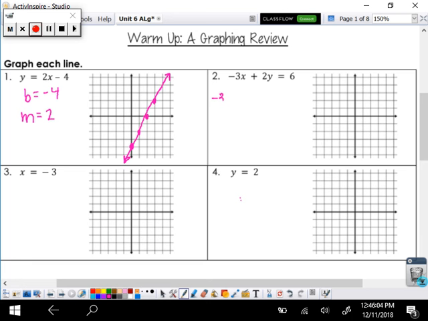So I've got -3x equals 6. Divide both sides by -3. X will equal -2, so that's my x-intercept. And then for y, we've got 2y equals 6. My y-intercept will be 3. There are my 2 points.